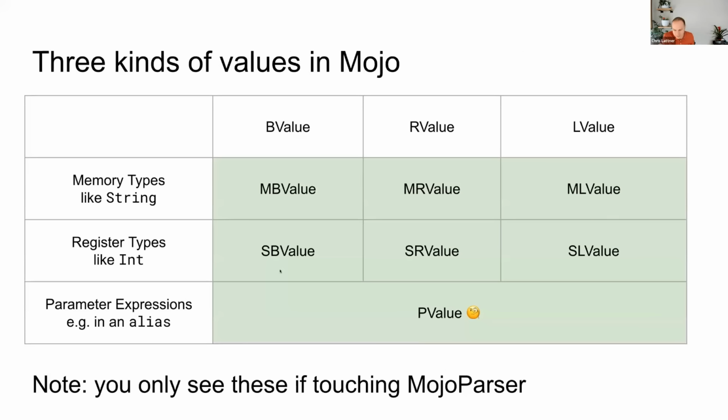So for compiler nerds in the group, you can see this directly in the Mojo source code base. You'll see we have borrowed values, RValues, LValues. Then we also have this matrix across the other dimension, which is, are they a memory type? What you'll see is an MB value, MR value, ML value, or are they a scalar SSA register type, like an integer or float or a low-level pointer, in which case you get the S version of this. And we also have this P thing for parameters. This allows us to reason in the compiler about the two cases: if it's in memory, it has an address, and if it's not, it has an SSA register. I'm not going to spend a lot of time on this.